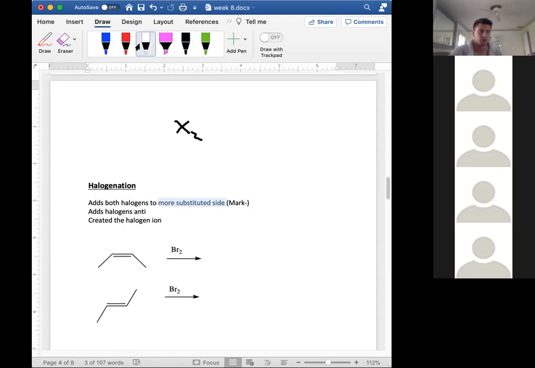All right. So your product will have this. And the stipulation that you may have to remember with this one is that your halogens are adding anti. Now, if you're adding things anti, what do you guys think that means? Yeah, they're adding in the opposite direction. If they're adding in the opposite direction, another way of thinking about it is just trans, right?